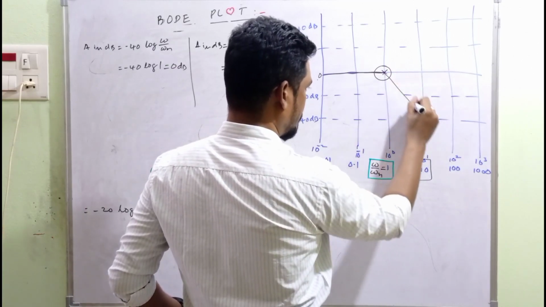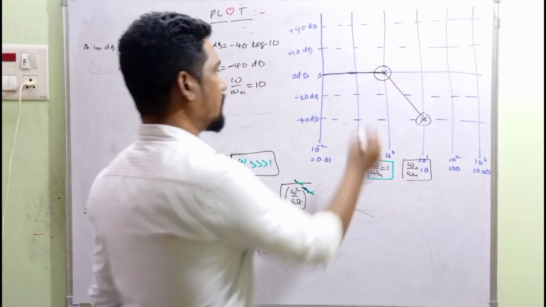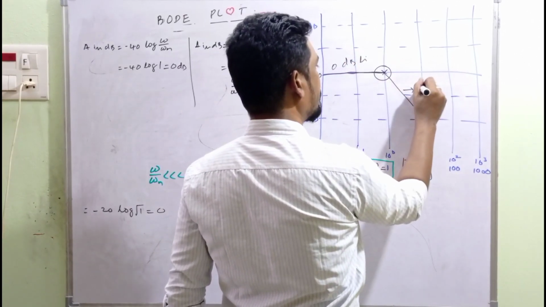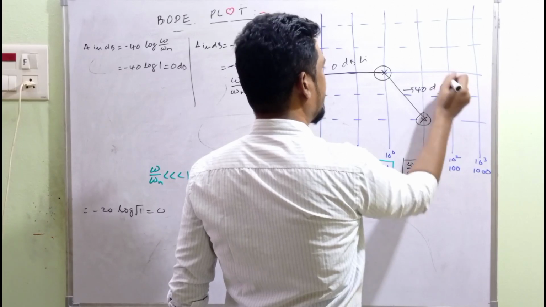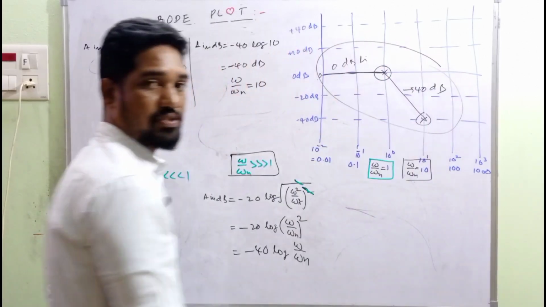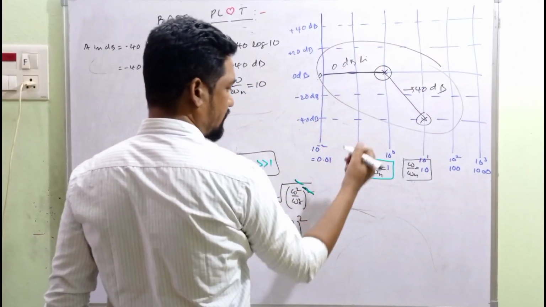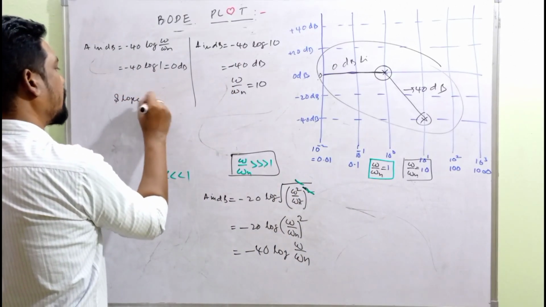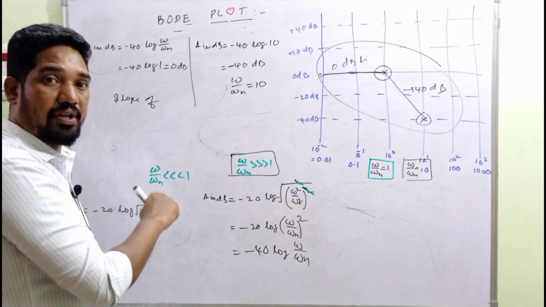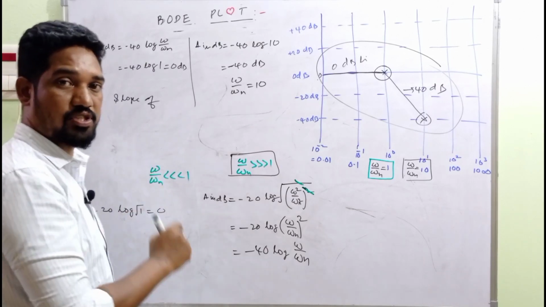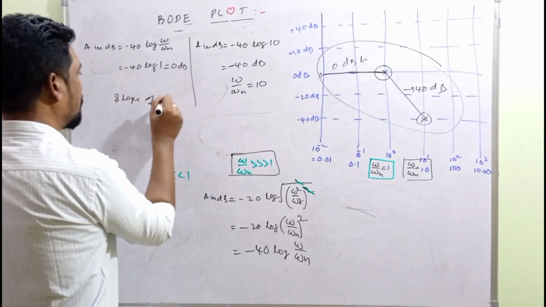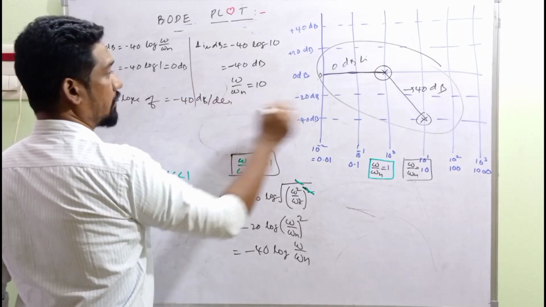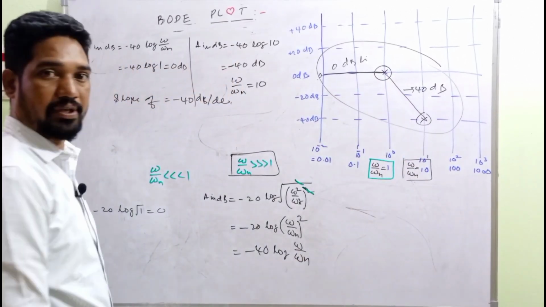So guys, a 0 dB line and a minus 40 dB line. What is the total slope of the factor? The second order factor, its total slope is 0 plus minus 40 dB. The slope of the second order quadratic expression, the quadratic expression being in the denominator, is minus 40 dB per decade. Per decade, minus 40 dB per decade.